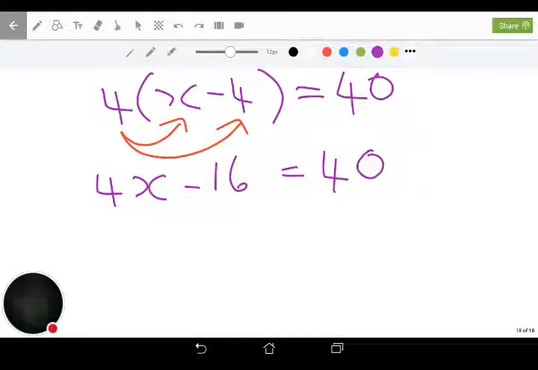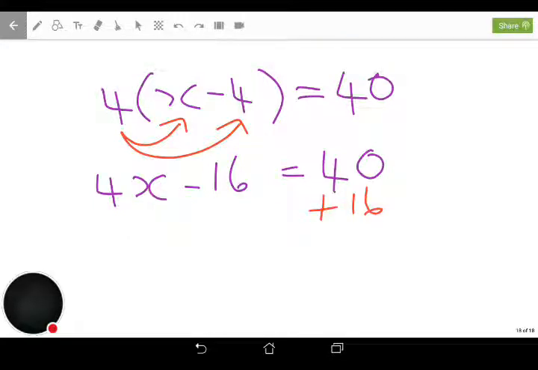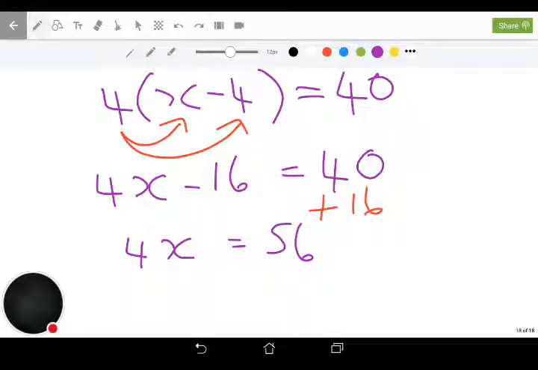Now let's solve this. So we've got the minus 16. Well, to get rid of the minus 16, we do the opposite on the other side. We're going to turn it to add 16, or plus 16. So now we've got 4x equals 40 plus 16, which is 56.